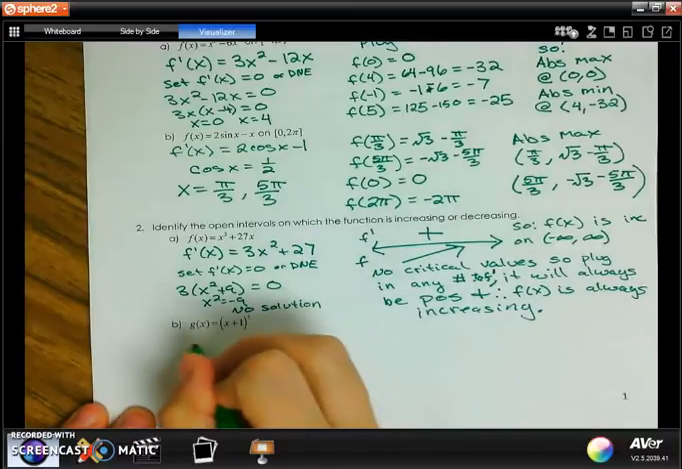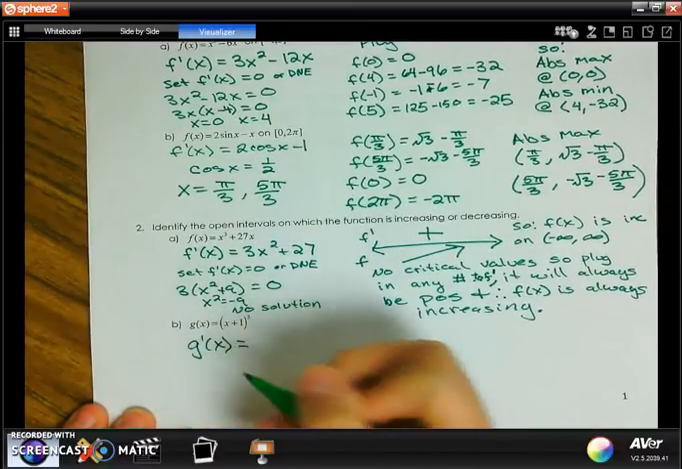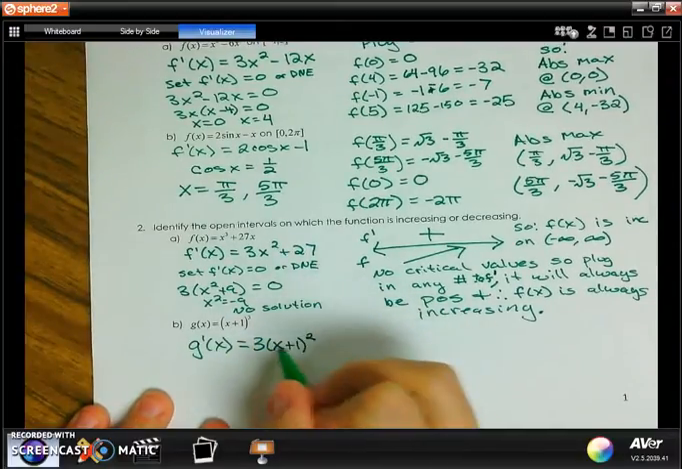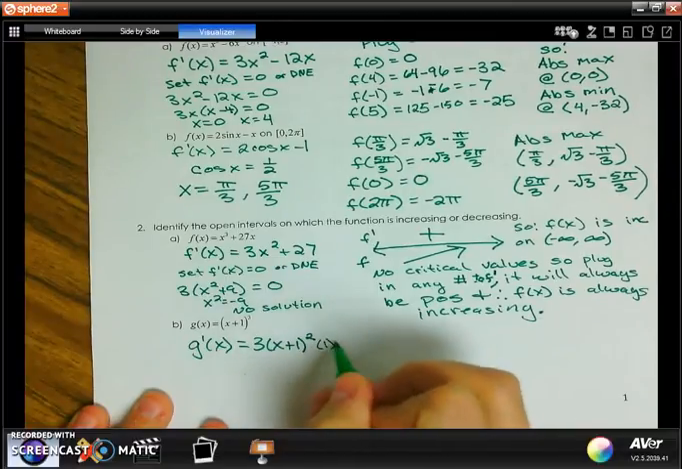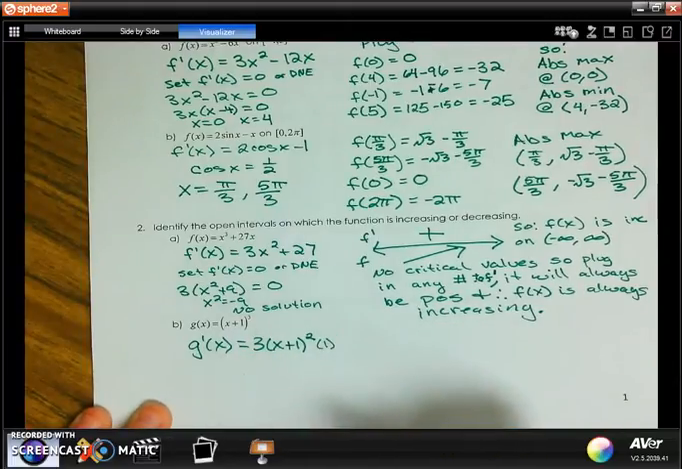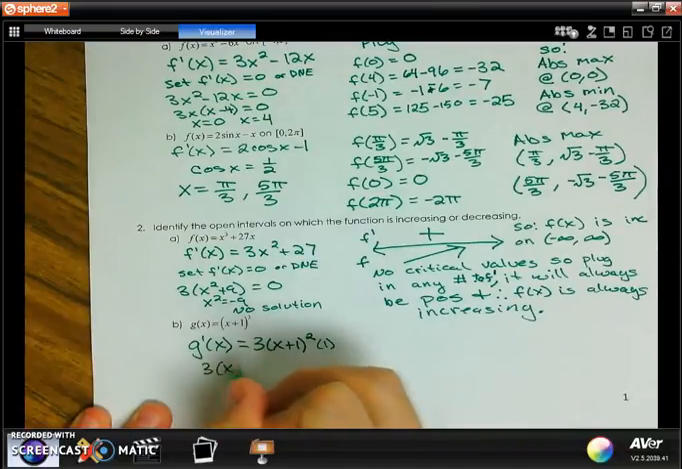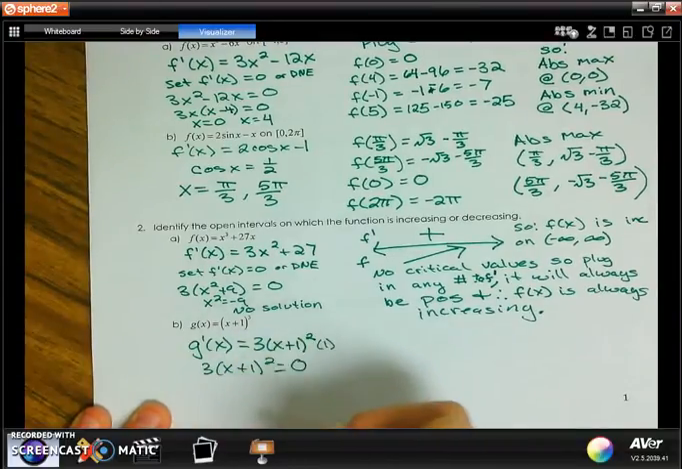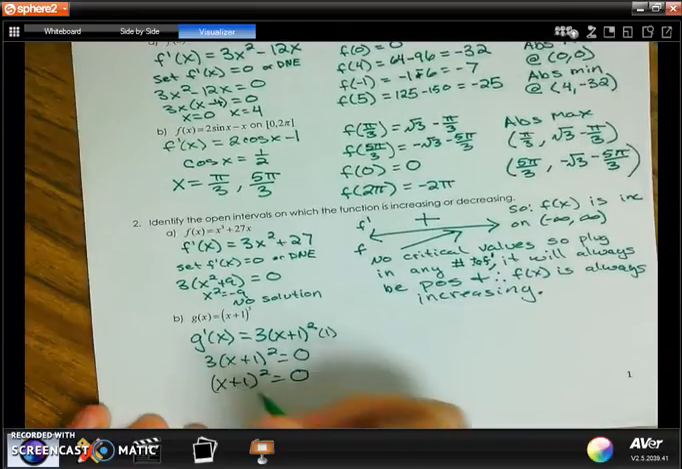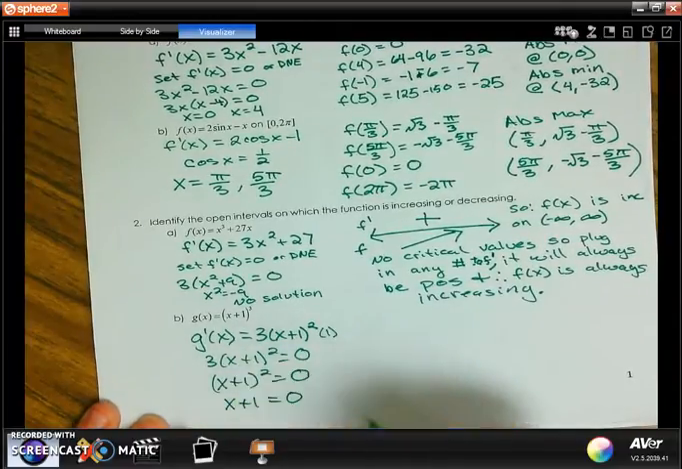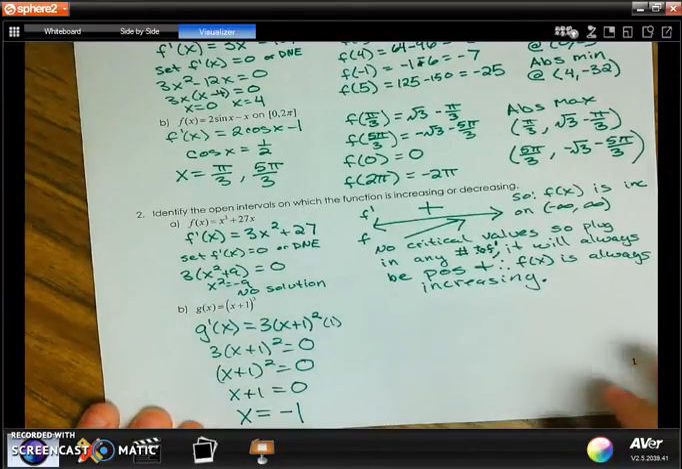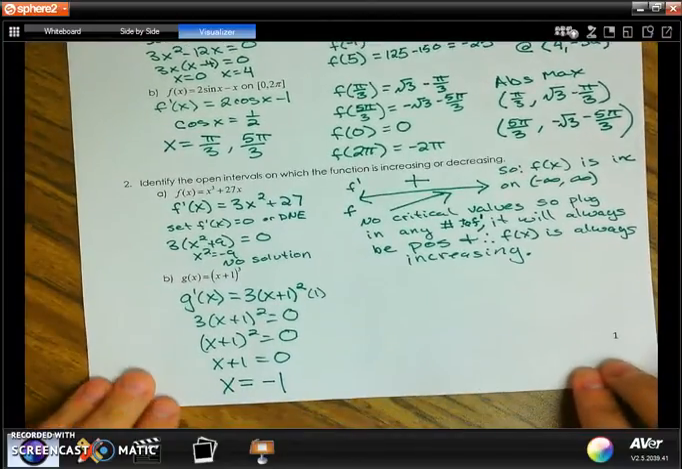So in this example, I'm going to take the derivative. This is going to be a chain rule, so you bring the 3 out, you recopy this, you decrease the exponent by 1, and then you multiply by the derivative of the inside. The derivative of the inside here is just a 1, so that makes it a little bit easier. I set this thing equal to 0. You could divide both sides by 3, and then you square root both sides, and you just get this, because the square root of 0 is 0. So after all that work, you end up with x equals negative 1. That negative 1 is called your critical value or your critical number.